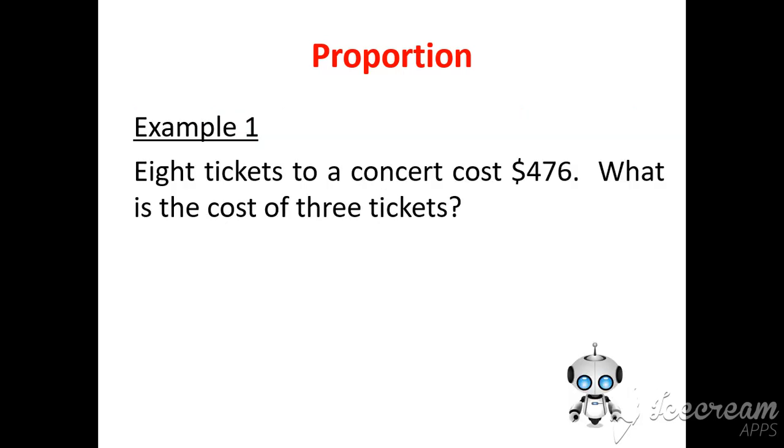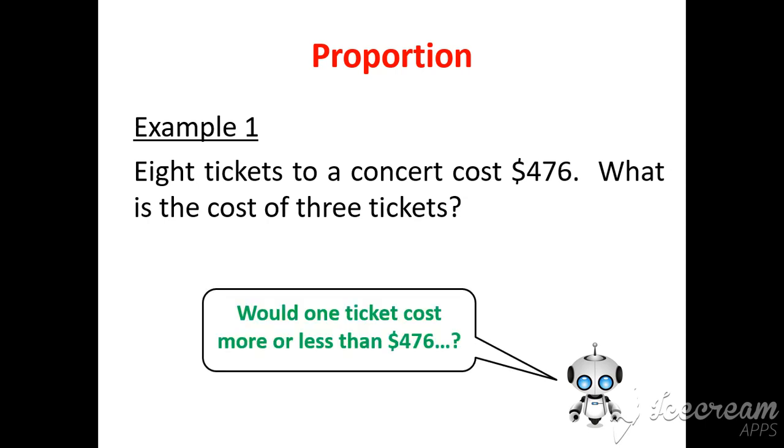All right, let's get straight into some examples. Example 1: 8 tickets to a concert cost $476. What's the cost of 3 tickets? Well, I like to ask this question: would 1 ticket cost more or less than $476? And the answer is it's got to be less. Because it's less, we're going to divide.